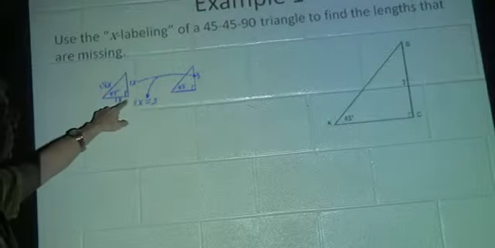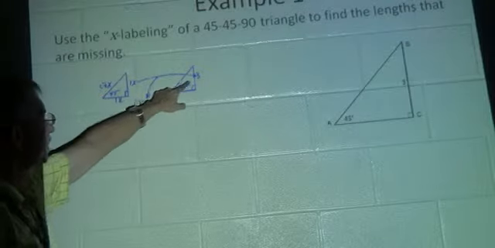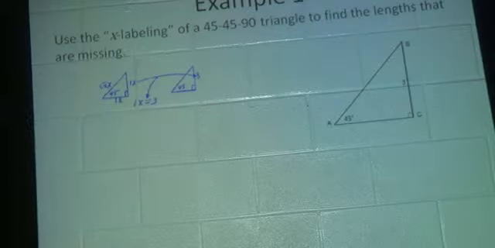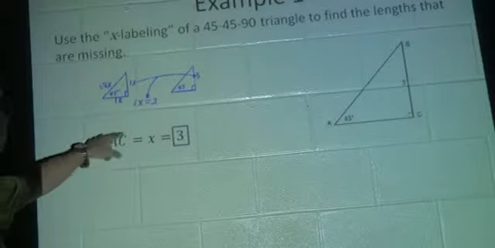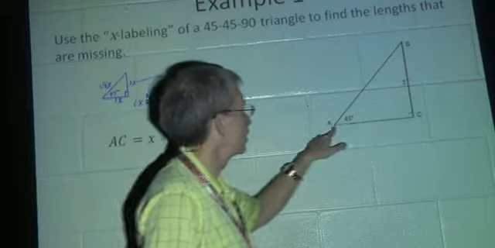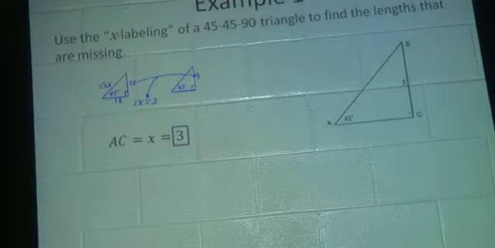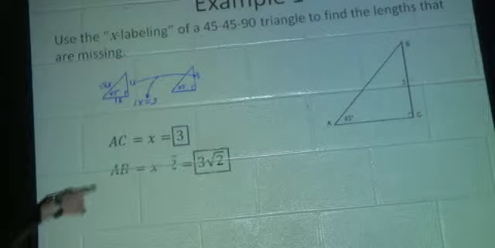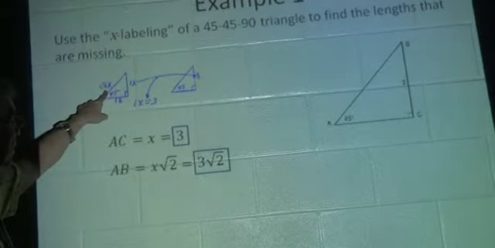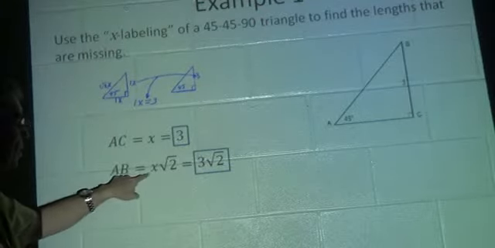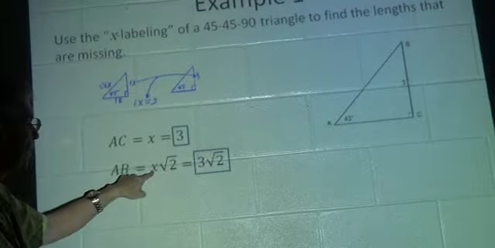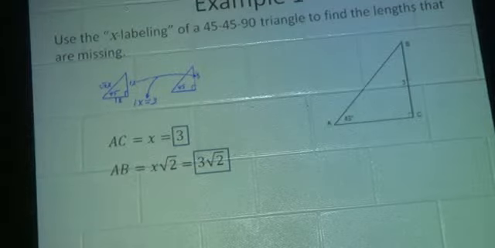What they're telling you here is that 1x in this case is the 3. So we substitute that into the relationships that we know have to be true. This means that AC, the length of this leg right here, since the one leg is 3, the other leg has to be 3. To get the hypotenuse, we simply substitute into x square root of 2. So AB is equal to x square root of 2. Since x is equal to 3, it's 3 square root of 2.